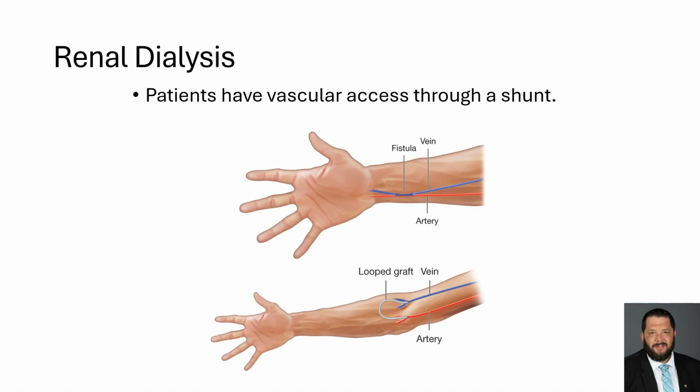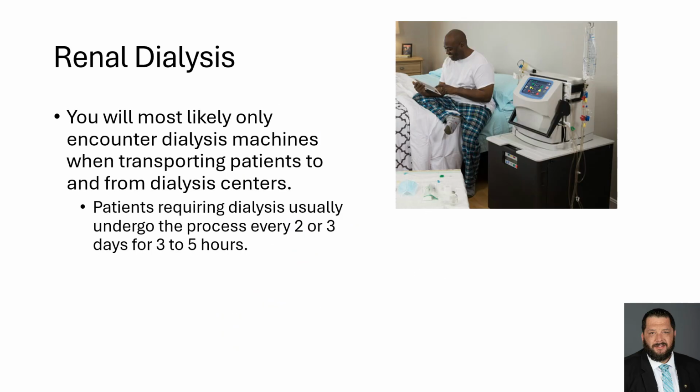With renal dialysis, patients have vascular access through something called a shunt. This is where an artery and a vein are looped together, a graft is created, and it creates what's called a fistula. A fistula has a finite life in the patient, and you may have patients that have several fistulas if they've been on dialysis for an extended period of time. But that fistula is where we will access the patient's circulatory system to attach them to a dialysis machine.